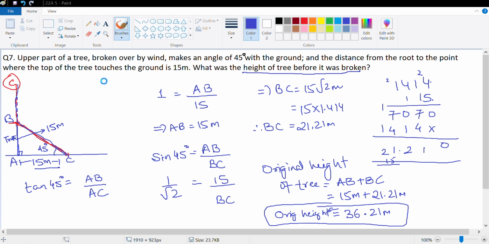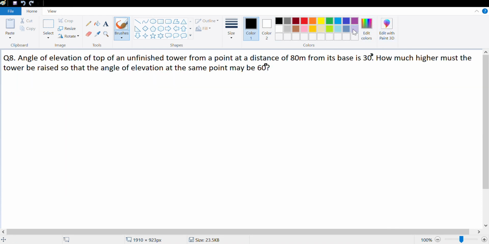The next question that we do is question number 8. Question number 8 says the angle of elevation of the top of an unfinished tower, so the tower is not a completely finished tower, an under construction tower, from a point at a distance of 80 meter from its base is 30 degree. How much higher must the tower be raised so that the angle of elevation at the same point may be 60 degree? Okay, so let's look at a rough drawing for this first before we start moving.